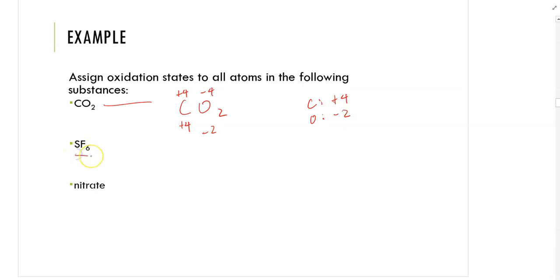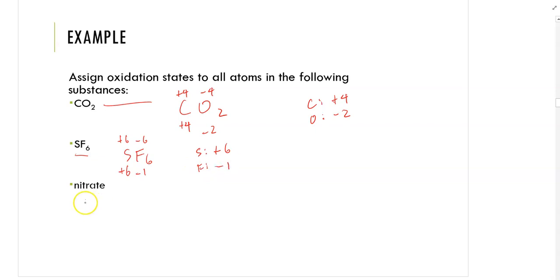What about SF6? All right, so let's try this one out. Same principle. I don't know anything about sulfur, but I do know something about fluorine. If you look at the previous slide, fluorine in a compound always has an oxidation state of -1. And so, since there's 6 of them, you're going to have an overall -6. That means the overall positive has to be +6. And since there's only one sulfur, we know that it's going to have an individual oxidation state of +6. So finally, as a summary, sulfur is +6, fluorine is -1.